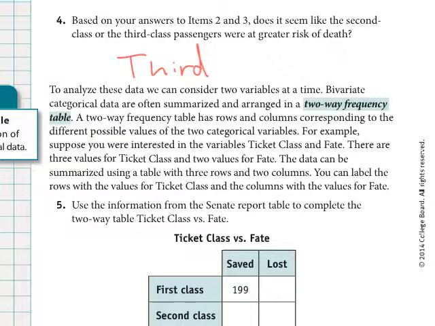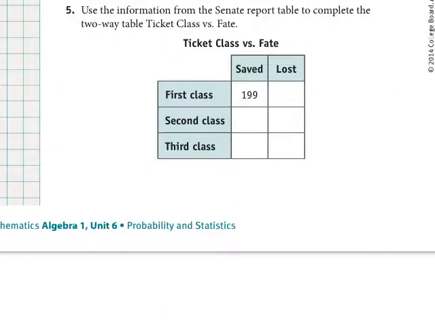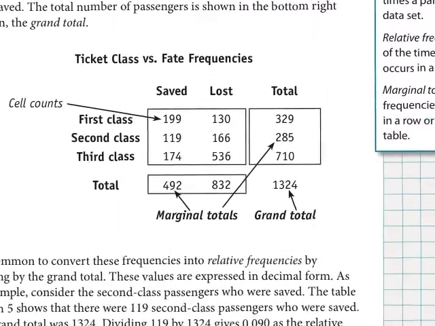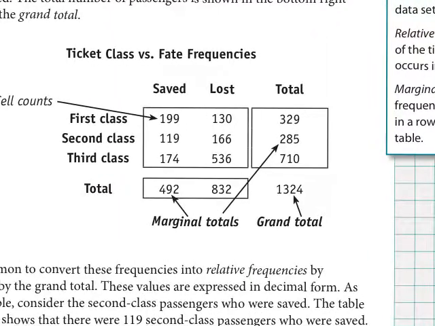We're actually going to skip over this and look at the third page. We have ticket class versus fate frequencies. This is a lot more similar to a frequency table that you would see. As you can see, it's much more simplified. They just took a portion of it. We see first class, second class, and third class passengers, and the number that are saved and lost.